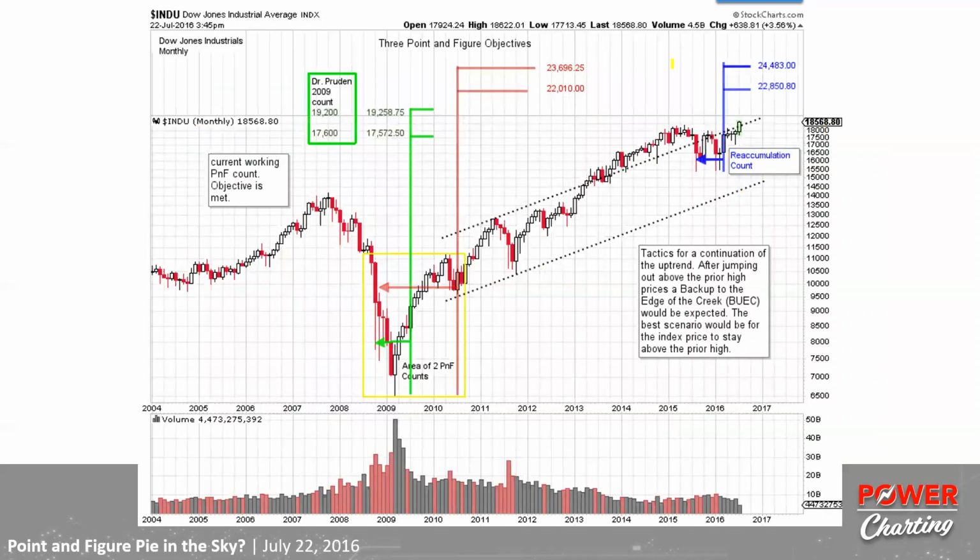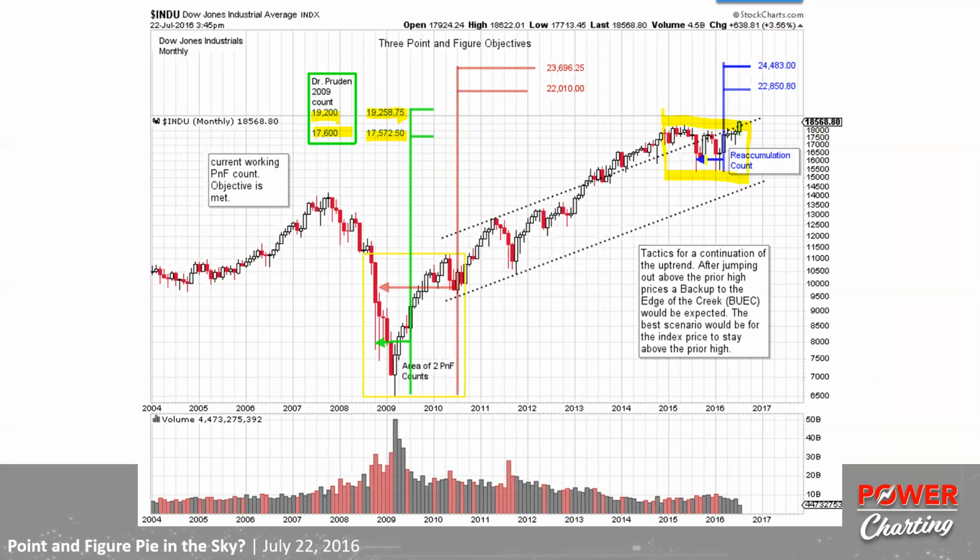Well, here's a vertical chart of this whole area, and notice here's the count. Here's Hank's count, 19.2, 17.6. So you can see our count is very, very close to that. And what happened? We went to this area right here and went into a large reaccumulation structure.